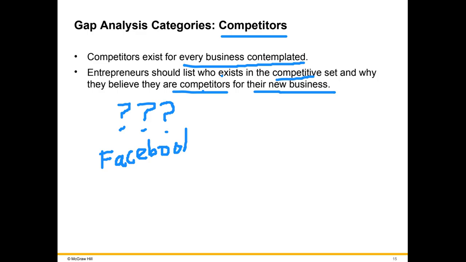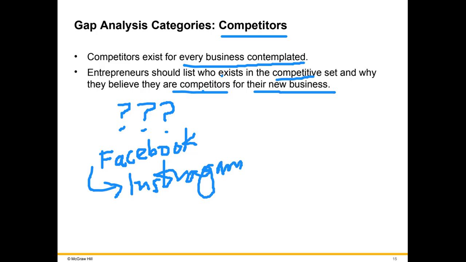But we have seen that after Facebook, Instagram was also very popular. And then we saw Twitter. And then we saw Snapchat.